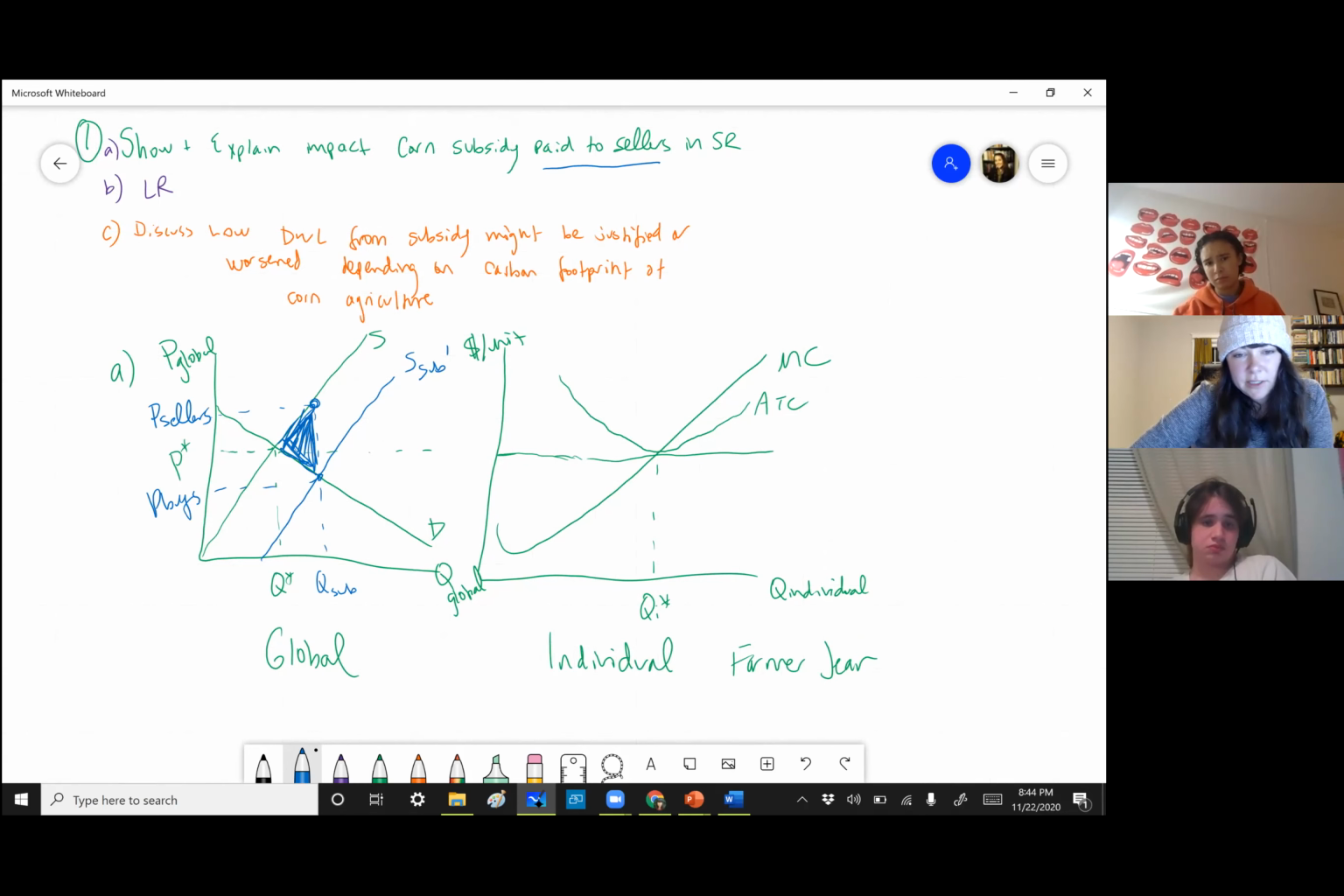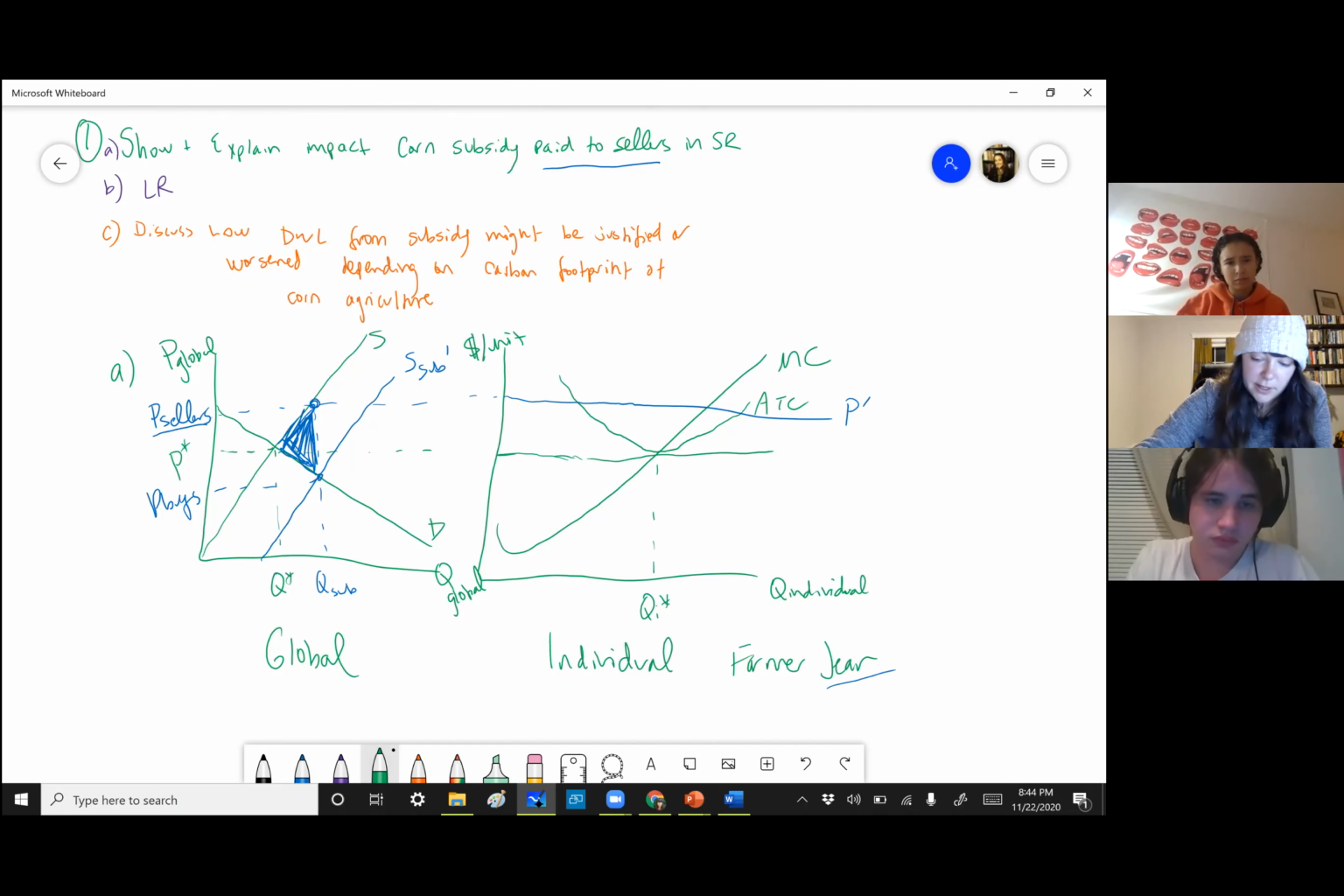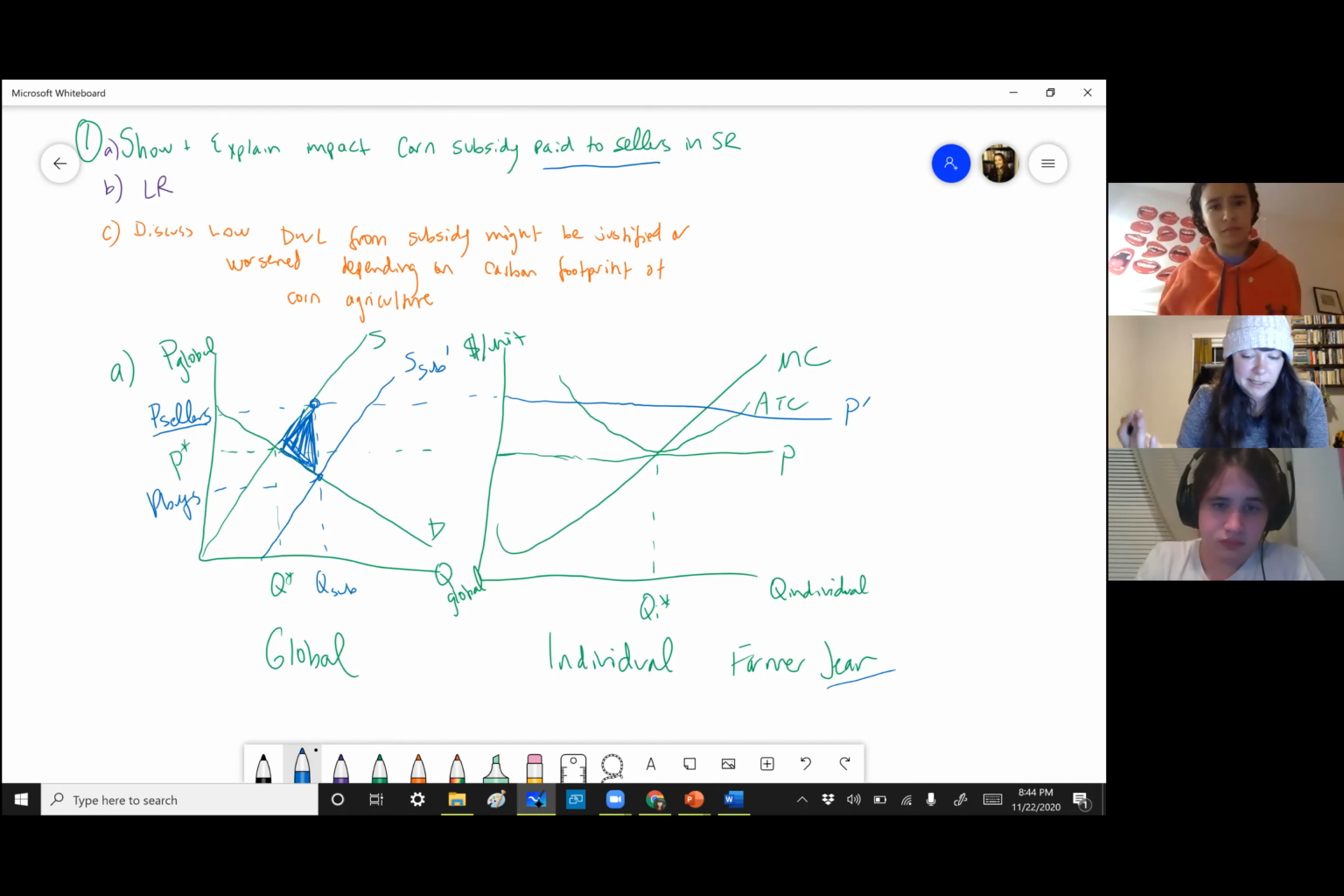Which price should I plug into Jean's graph? Price of buyers or price of sellers? Which one is going to affect her? Is Farmer Jean a buyer or a seller of corn? It's a seller, right? So this higher price that farmers take home after the subsidy is the one that affects the individual farmer. She started off with a price down here. After the subsidy, her price goes up. That's the way we model subsidies in this class. They change your price.